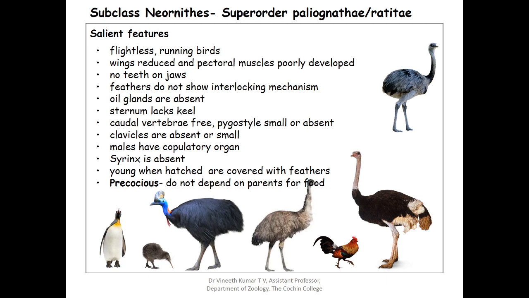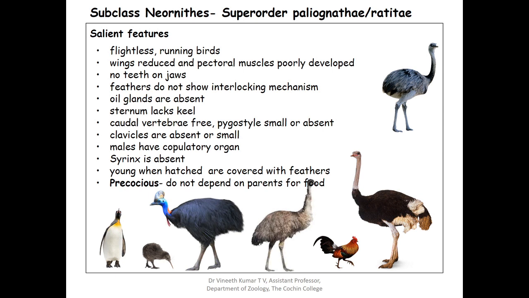So these are the salient features of this particular group, which is called Ratitae or Paleognathae. The main features are the feathers do not have an interlocking mechanism, oil glands are absent. So what are the essential features for a flying bird is absent in this case. Sternum keel is not there, the fused pygostyle is not there. Then another important feature is the presence of the copulatory organ in males. And coming to the young ones, they are precocious in nature. That means they do not depend on their parents.